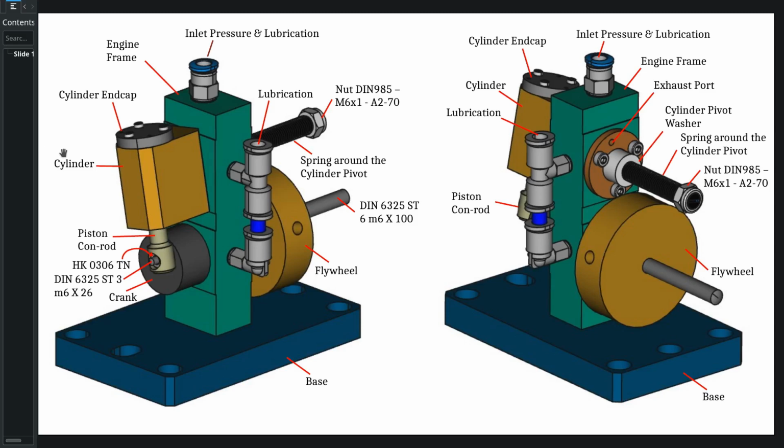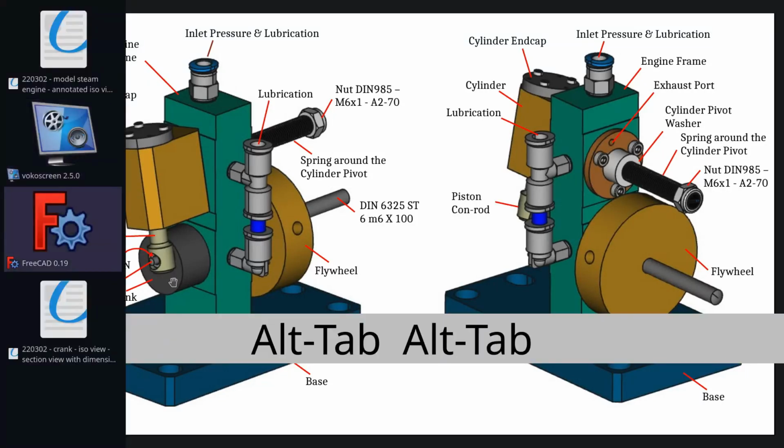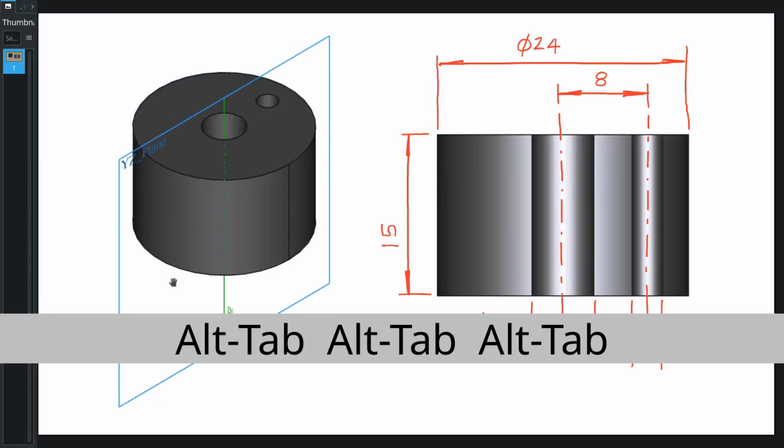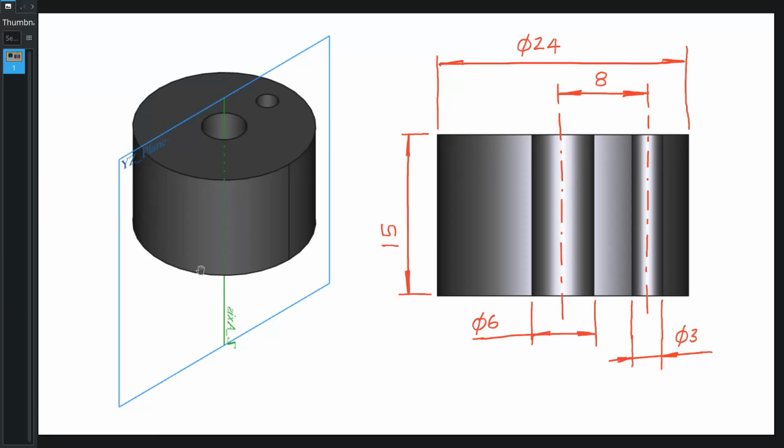So the first part that we are going to create a FreeCAD model of is the crankshaft. You can see it in the left hand side isometric view on this slide. And if we just take a quick look at the crankshaft in isolation, on the left hand side here you can see an isometric view of the crankshaft. On the right hand side is a section view with dimensions. All the dimensions are given in millimeter, and you can see there are two holes running through the crankshaft, one with diameter 6 and one with a diameter 3.